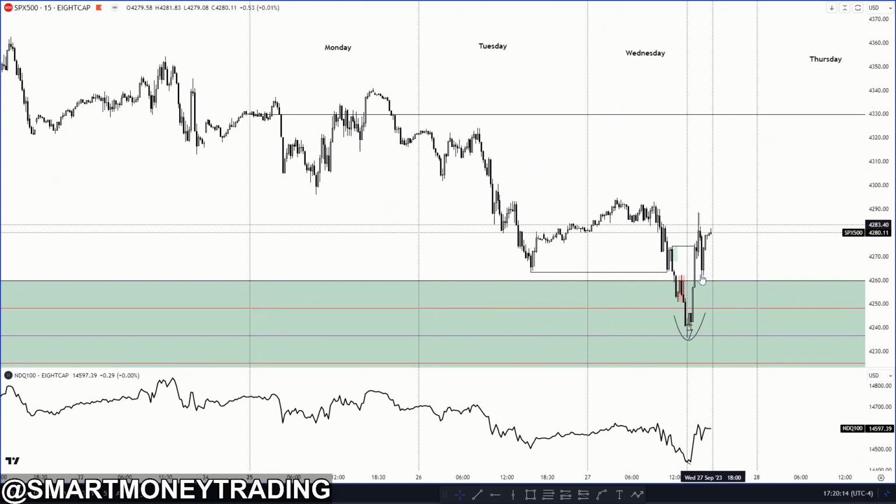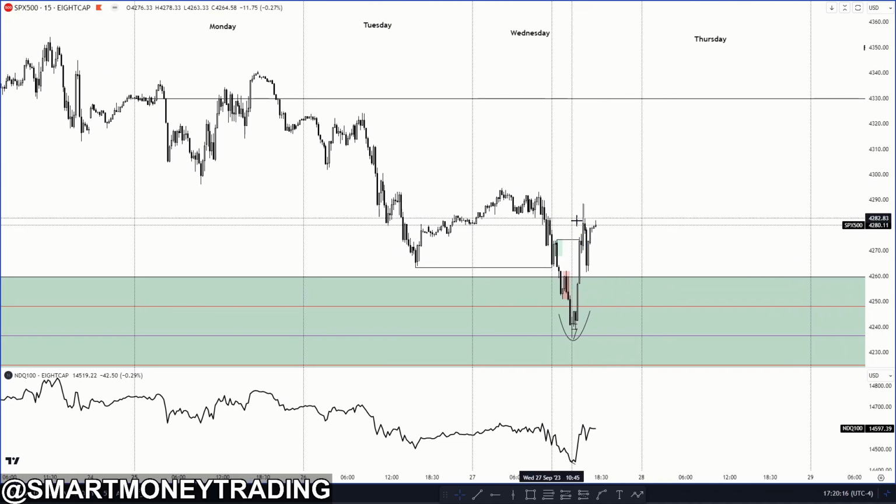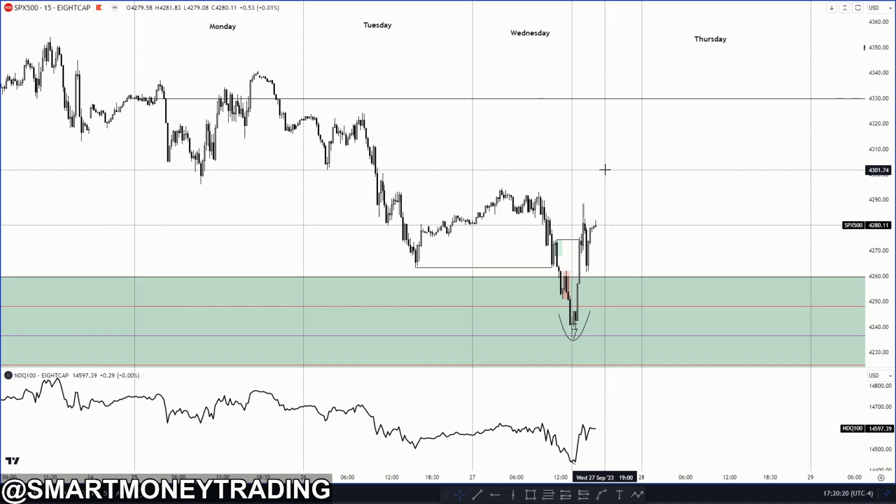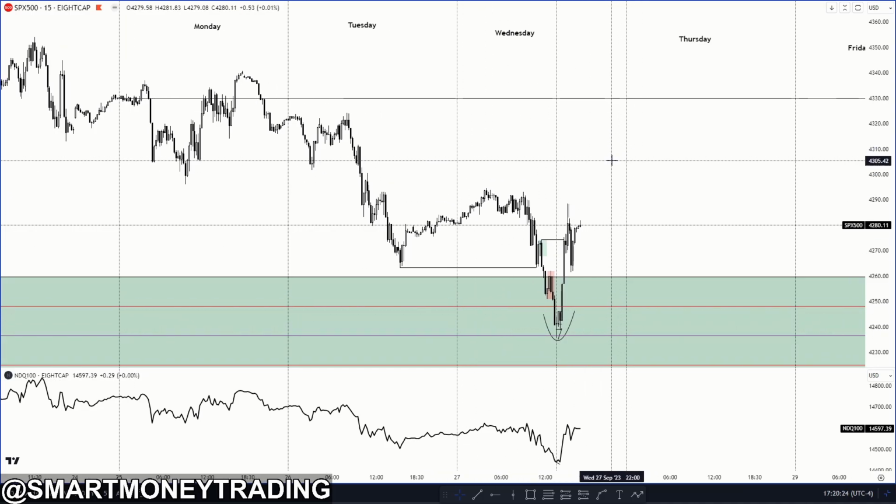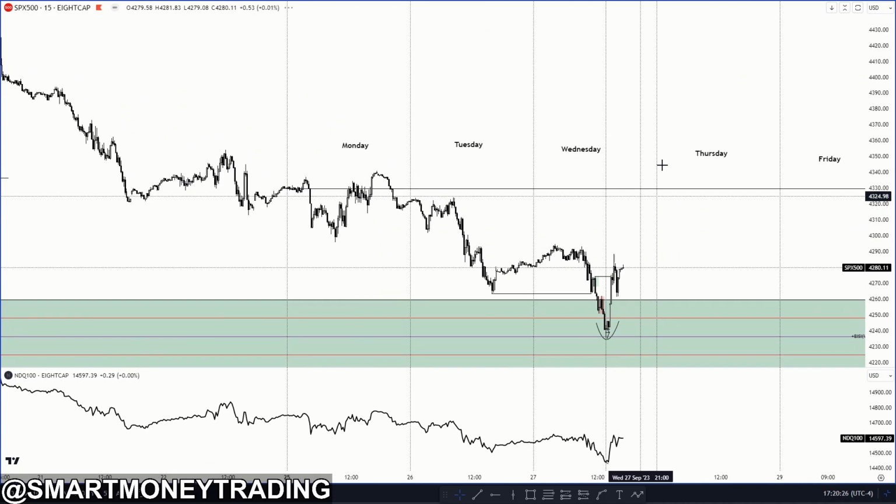Wednesday, Thursday usually tends to be a reversal. So even then, late PM session, I was anticipating this to happen, plus the higher time frame draw on liquidity that was formed here. Again, Thursday I'll be looking to take some longs.